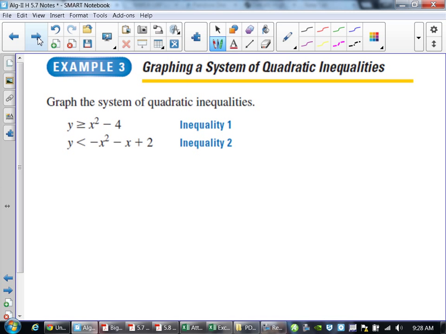Let's graph an overlap. Same idea. We're going to graph the overlap of two quadratics. You do the same process, same setup, and we're going to look for your shading. So let's see. The first one is y is greater than or equal to x squared minus 4. And the other one is y is less than negative x squared minus x plus 2.